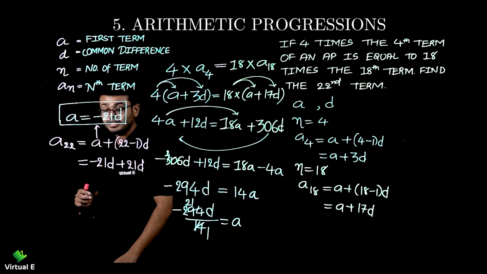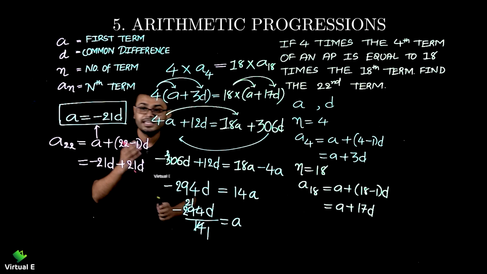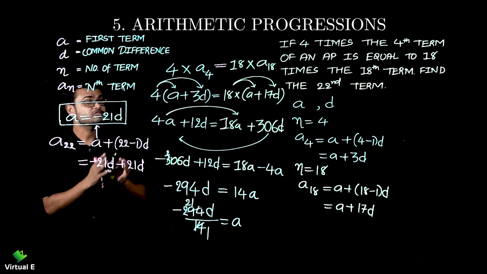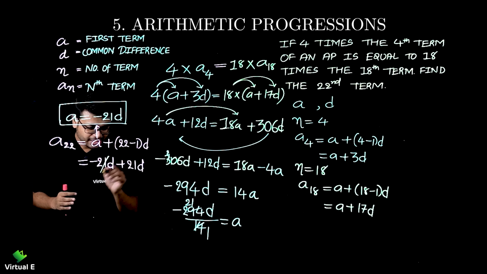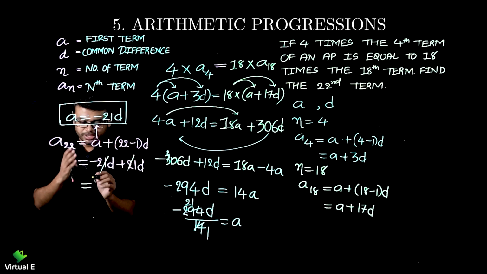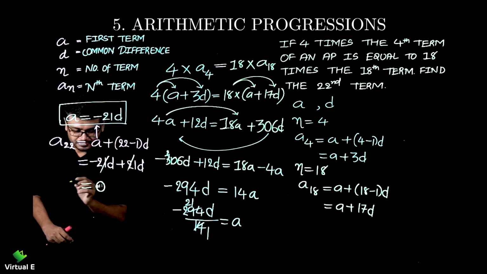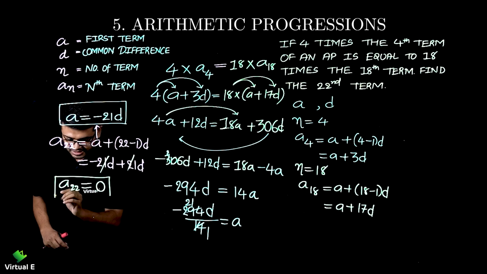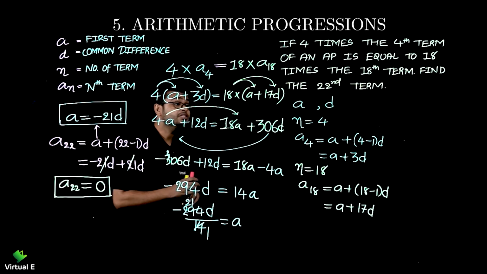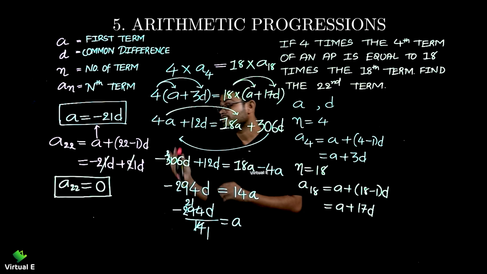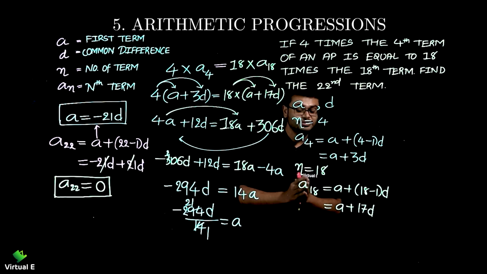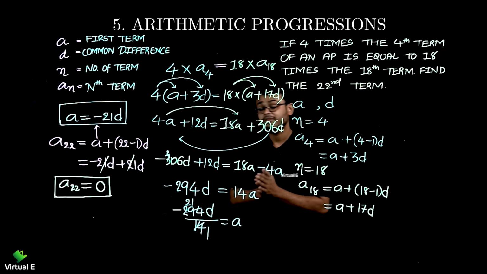We do not even need the values of A and D to get the 22nd term. The sum is arranged in a manner that we are going to get the answer, what? A22 will be 0. So the 22nd term is 0. We have done this sum without getting the values of A and D, right? So this is a completely different sum we have done so far.